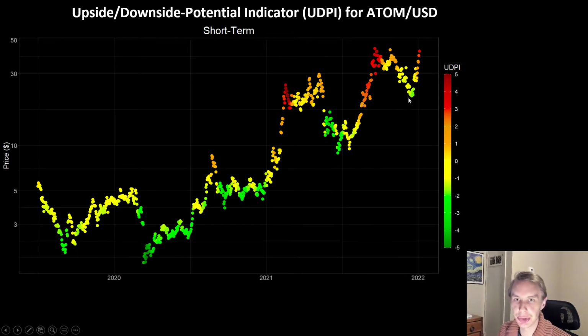And if you look at the short-term version of the UDPI, it tells a similar story to the longer-term version, where we did actually re-enter the green zone in this correction coming into late 2021.